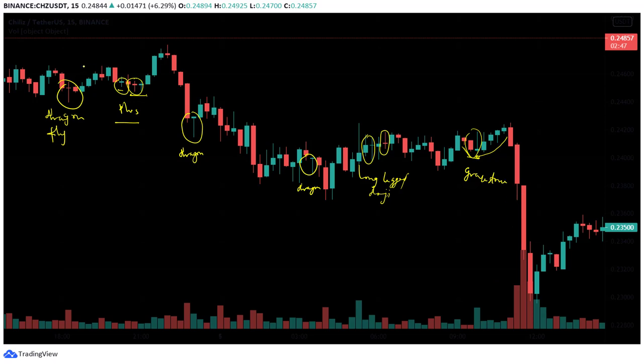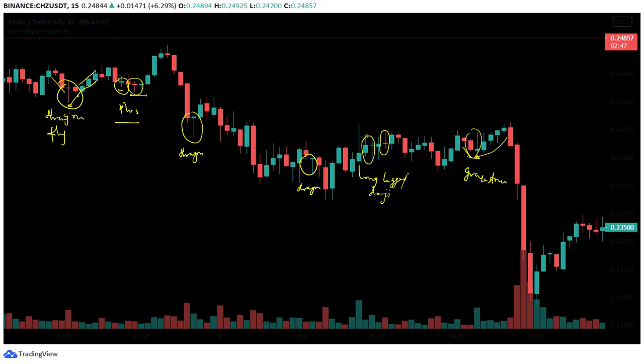The next one is the dragonfly Doji. This one here is considered a bullish candle when it forms in a downtrend or at a support level. If you look at it, the market was coming down, and this formed and it started going up again.